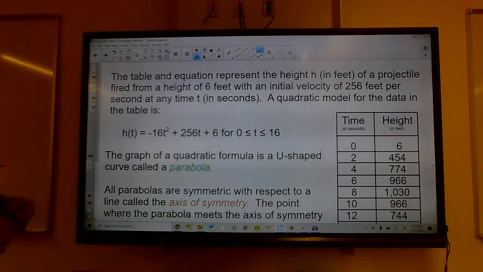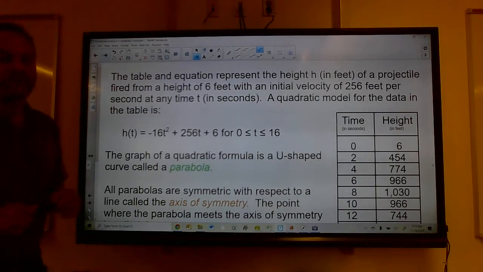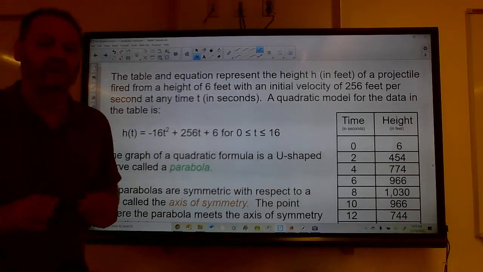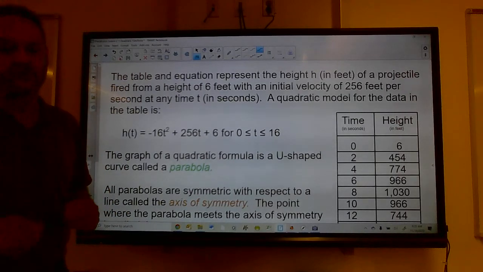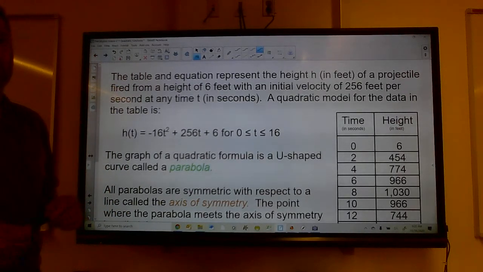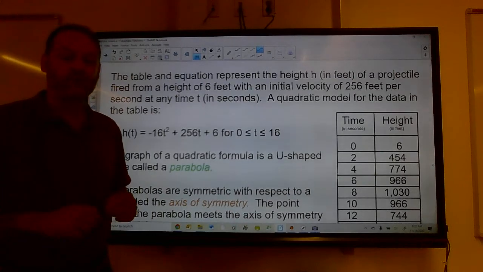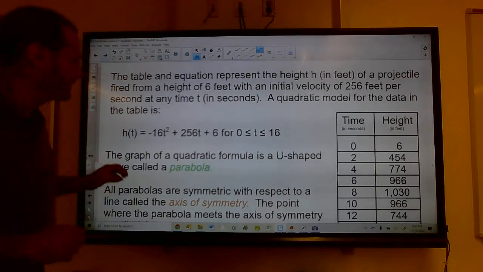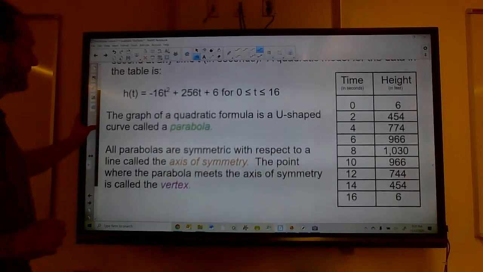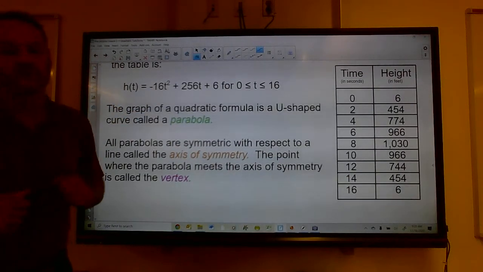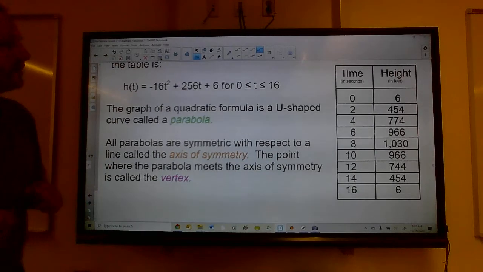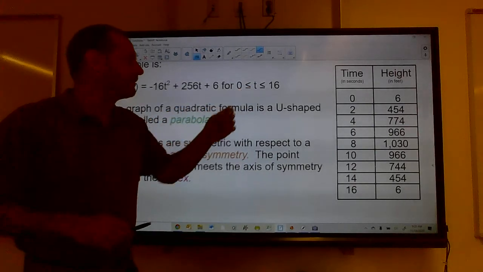Okay, the table and equation represent the height h in feet of a projectile fired from a height of 6 feet with an initial velocity of 256 feet per second at any time t in seconds. A quadratic model for the data in the table is h of t equals negative 16t squared plus 256t plus 6 for t between 0 and 16.